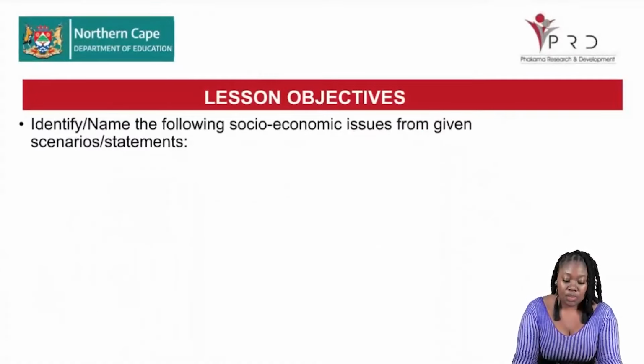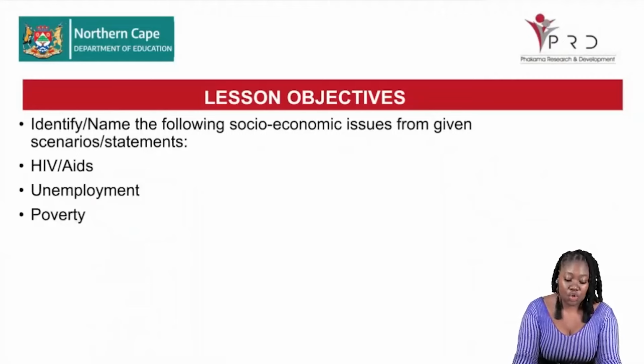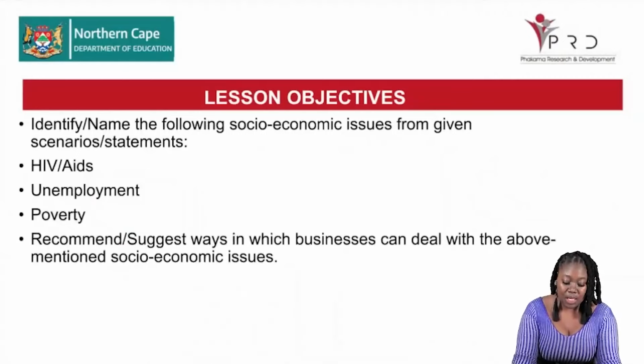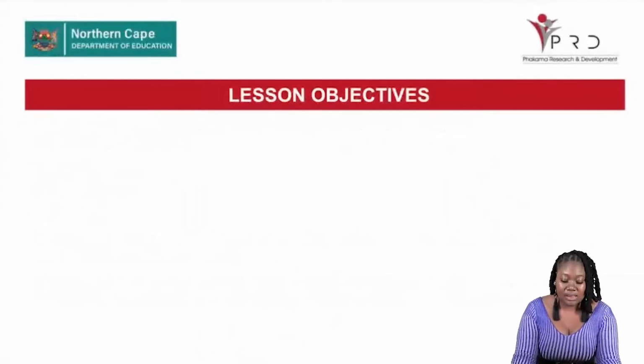Okay. You also need to be able to identify, to name the following socio-economic issues that will be given to you in scenarios. The socio-economic issues that we're going to focus on, there's only 3 of them. So you need to be able to identify HIV and AIDS, unemployment, and poverty from scenarios or statements that will be given to you. Okay, you also need to be able to recommend or suggest ways in which businesses can deal with the above mentioned socio-economic issues. You need to be able to explain or recommend, suggest ways in which businesses can contribute time and effort in improving the well-being of employees and communities.